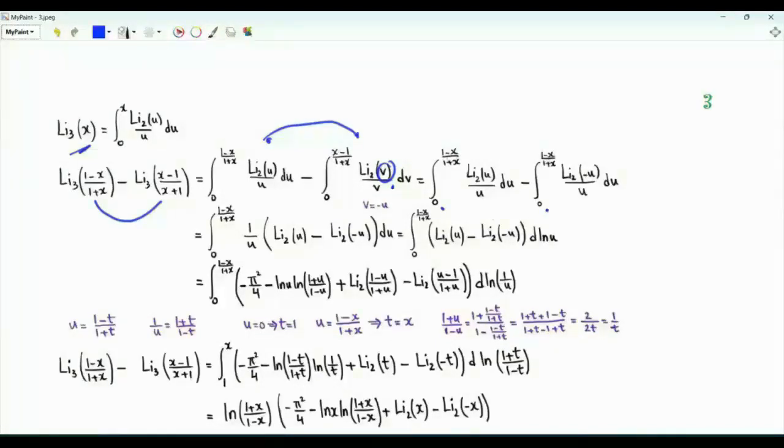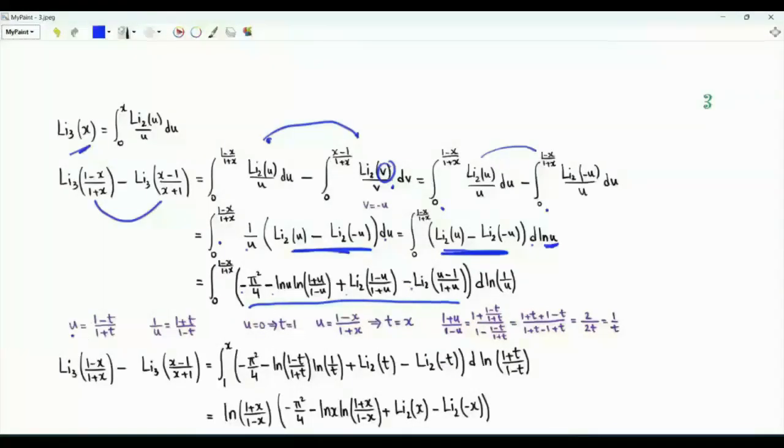Now the two integrals are from 0 to (1-x) over (1+x). We can combine them together. We get one integral, and the difference between these two dilogarithms, we can write du over u as d of the natural logarithm of u. On the previous page, we have an identity for this difference here. So we copy and paste, changing every sign, after also writing this ln u as ln(1 over u).